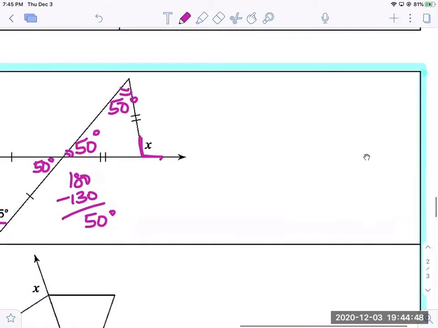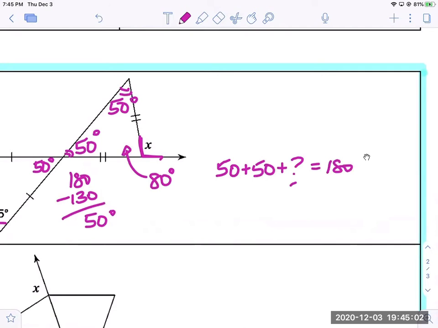And there's two ways you can finish this. You can either figure out that interior angle measure there, which is going to be 80 degrees, right? Because it's 50 plus 50 plus that angle is equal to 180. So that angle would be 180 minus 100, which is 80 degrees. And then this is 180 minus the 80 degrees, so it's 100 degrees.